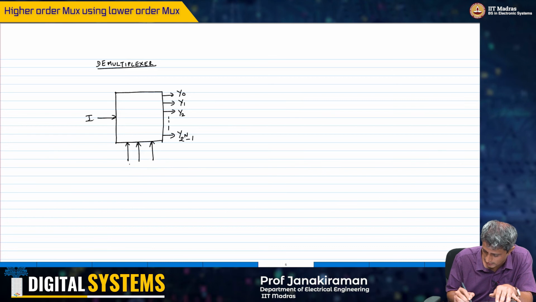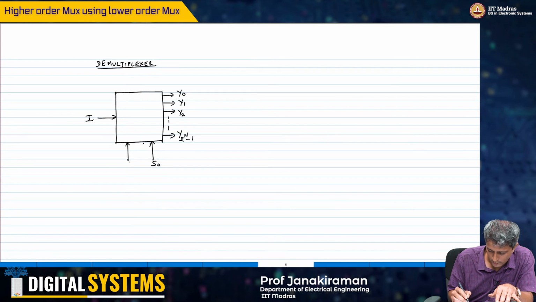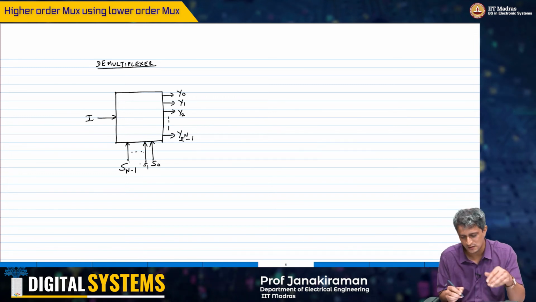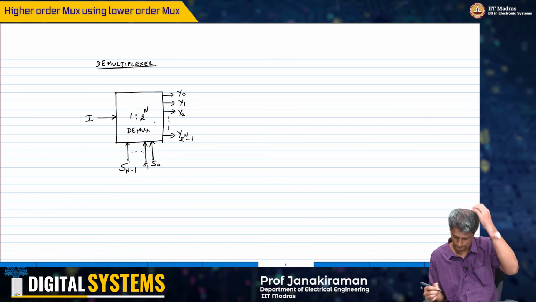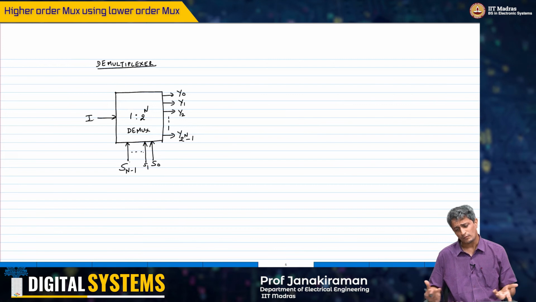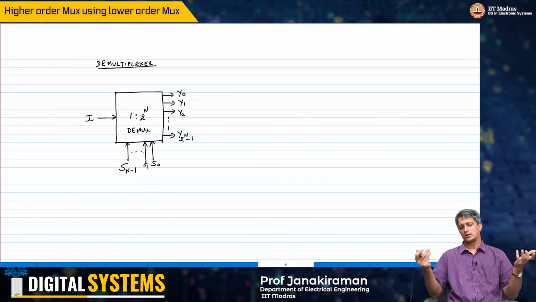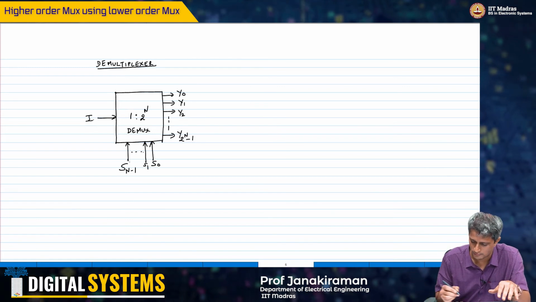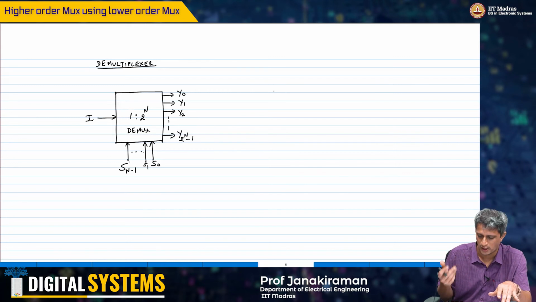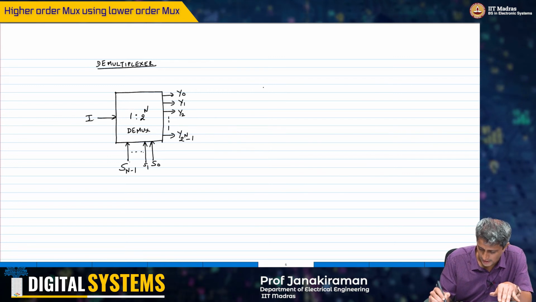I cannot say S2, S1, S0. I will say S0, S1 all the way to Sn minus 1. So, n select lines, a 1 is to 2 power n DeMUX. Again, you can think about how this whole thing must be implemented. It is possible to do this in multiple ways. So, what is the basic idea here?